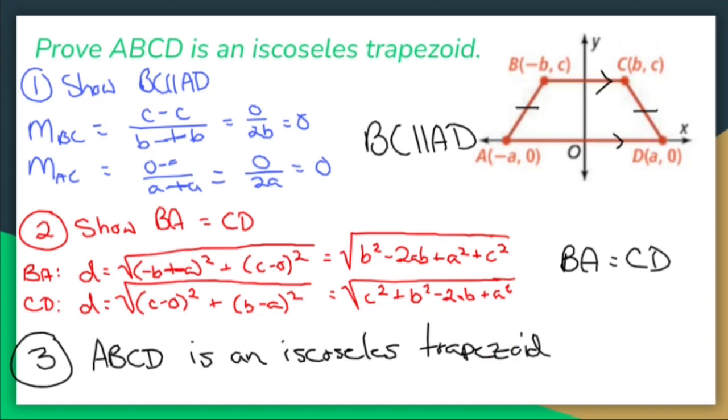All right, so that's coordinate geometry. You're not setting up a 2-column proof. You're just showing the math that you need to show to prove that these guys are exactly what they say they are. Fun.